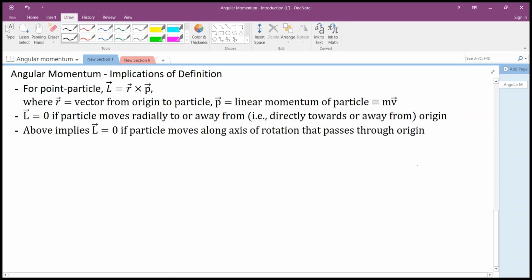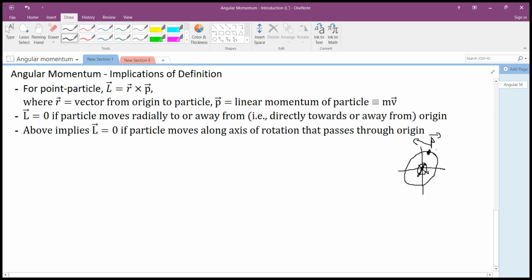This also means then that the angular momentum is zero if a particle moves along an axis of rotation that passes through the origin. Suppose we have an axis of rotation like this, so it's coming out of the page and into the page. If we have a particle rotating about this axis of rotation, it would look like this. And at a moment in time, its p vector would look like that.